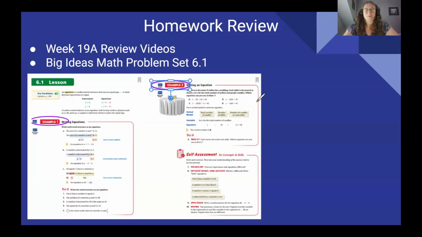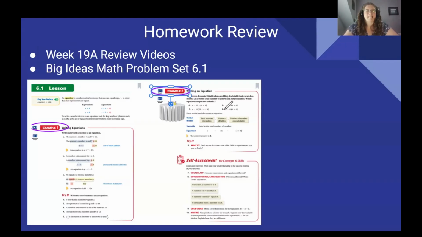In your homework that was due before class today, you watched two review videos in your online textbook. They were about writing equations, and your feedback in Canvas told me that that went very well. You understood those videos and you were able to solve the problems that went along with them. And then you also completed a problem set in Big Ideas Math, problem set 6.1. And you also told me in Canvas that that went very well.